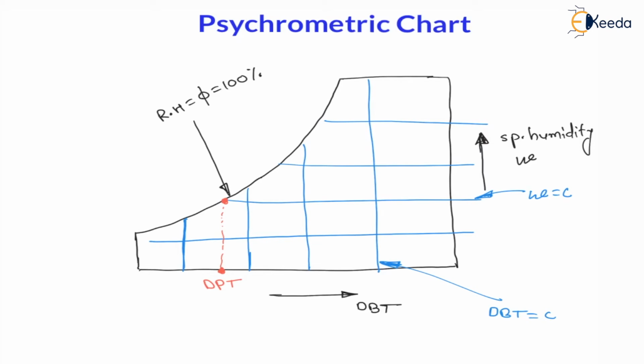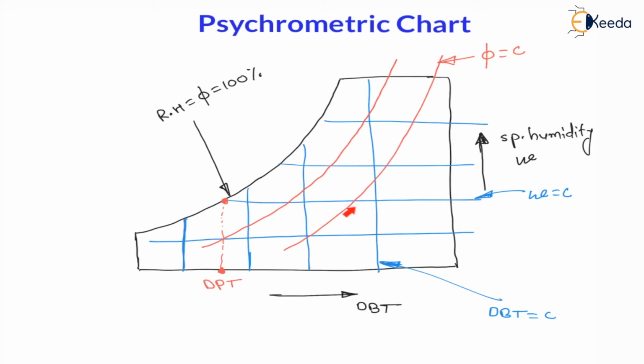Now the next line is the relative humidity line. See my dear students, whenever relative humidity is 100%, it is called the saturated condition. Therefore, this curved line is the saturated line on which relative humidity is 100%. Now, curved lines parallel to this relative humidity 100% line are called constant relative humidity lines. Curved lines like this are called constant relative humidity lines. Means on these curved lines relative humidity is constant. Let us say on this line relative humidity is 50%.